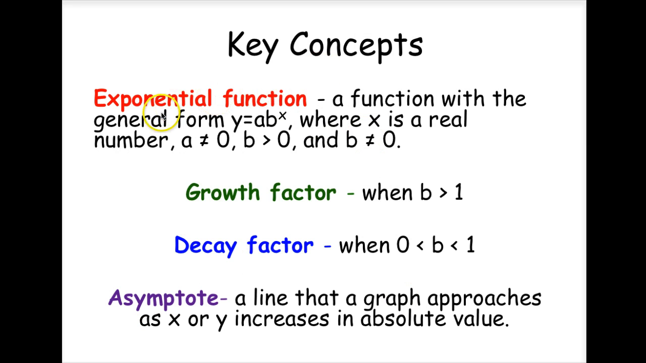Our key concepts. An exponential function is a function with the general form y is equal to a b to the x power, where x is a real number, a is not equal to 0, b is greater than 0, and b is not equal to 1. We have a growth factor when b is greater than 1, and a decay factor when b falls between 0 and 1. And there's the asymptote. It's a line that a graph approaches as x or y increases in absolute value.